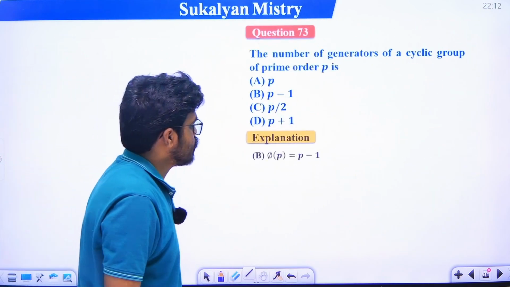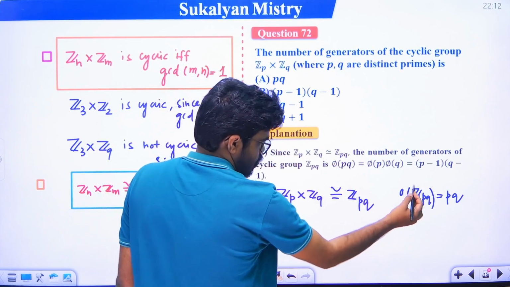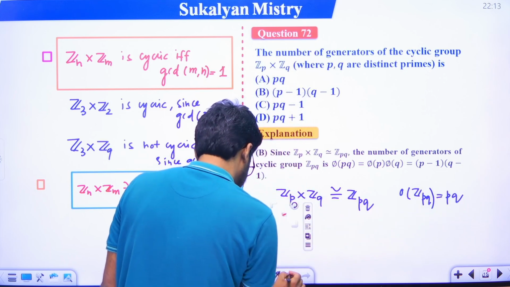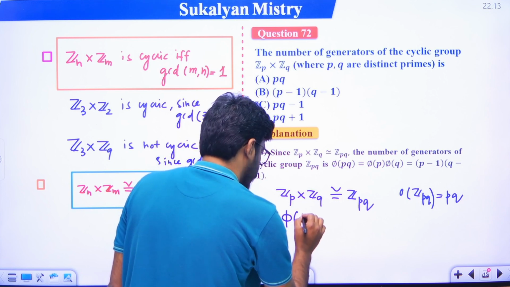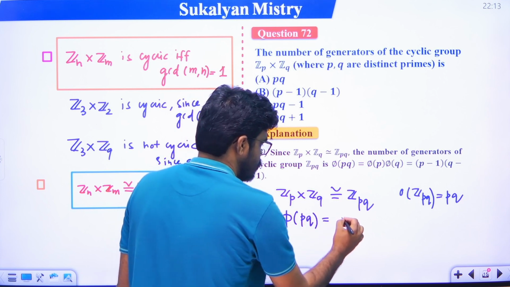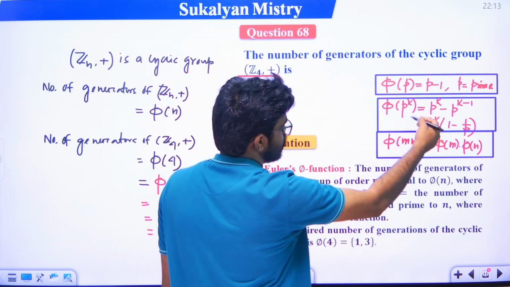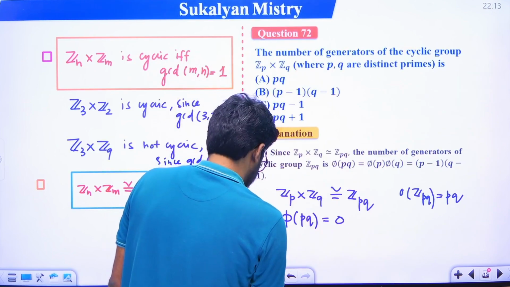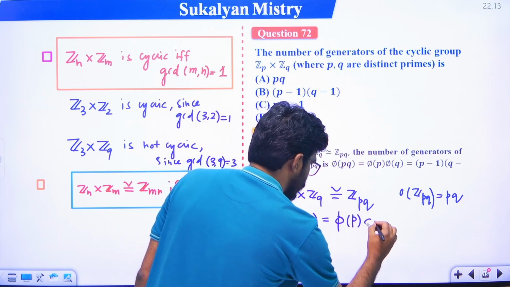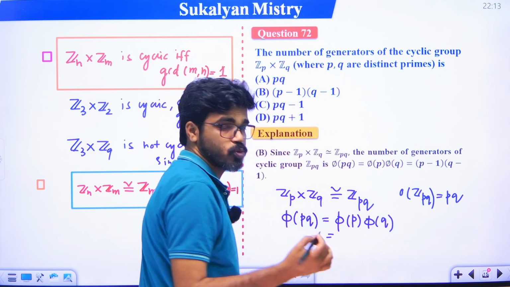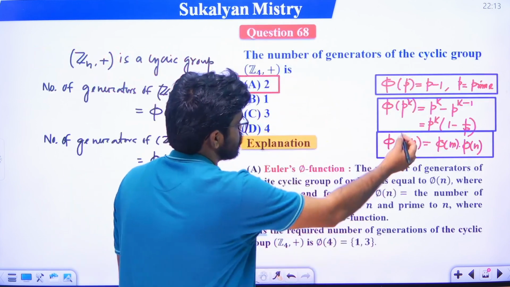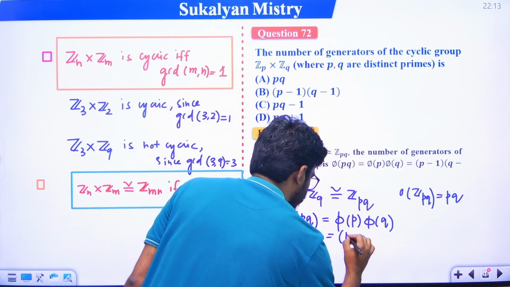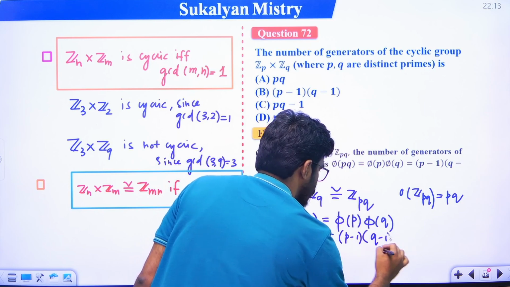So here we have to calculate for Zpq, which is a cyclic group. What is the order? The order is pq. So we have to calculate phi pq. p and q are distinct primes, so we know this property: if m and n are relatively prime, then phi mn is phi m into phi n. So this will be phi p into phi q. Also we know that phi p is p minus 1 when p is prime. So phi p is p minus 1, and phi q is q minus 1.